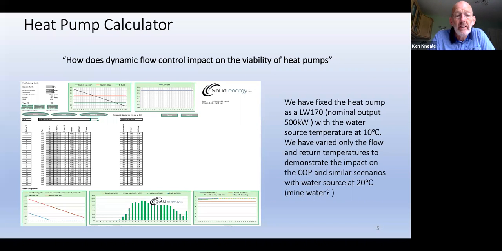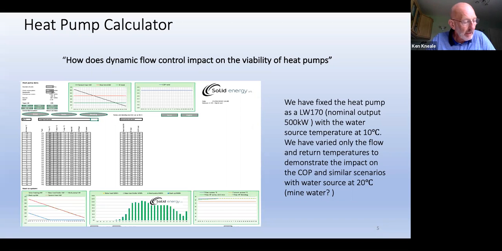This slide actually only shows a small section of the spreadsheet. It's actually from an older version. It's now been updated to a version, which I'll show you later on, that is specifically for the UK market.